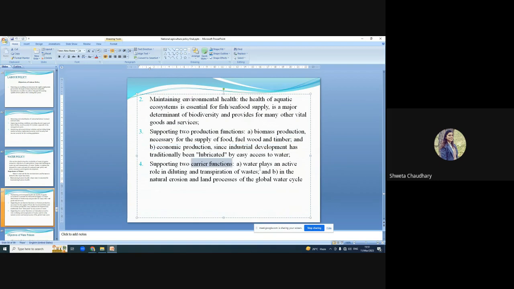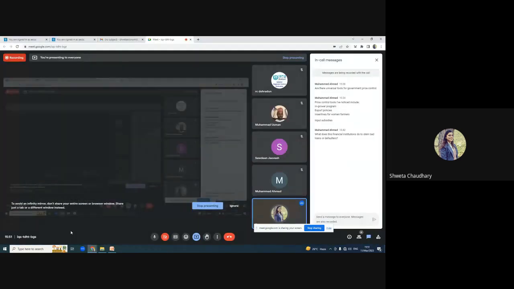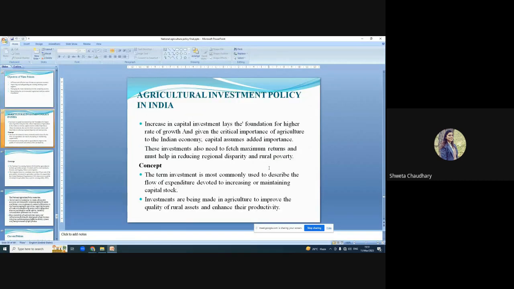Carrier function means the role of supposed transpirations of waste or natural erosions or degradation of land or the global water cycle. Everything, for everything you need water. So the objectives of water policy are efficient and effective use of water as a precious resource, improving and safeguarding the existing drinking water supplies, managing the water demand across the competing sectors, and determining the environmental requirements and prevention of pollution. These are the water policies.